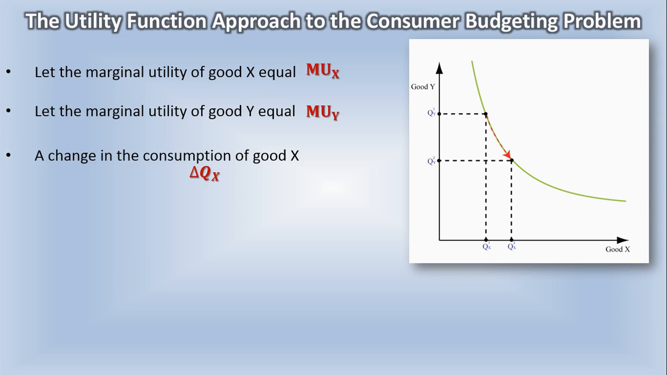So if we represent the change in the consumption of good x as the change in Qx, that means that this change in the amount of x that's being consumed, in this case she's increasing the amount of x, if we value that in total utility, it's going to be equal to that change in x times the marginal utility of x.